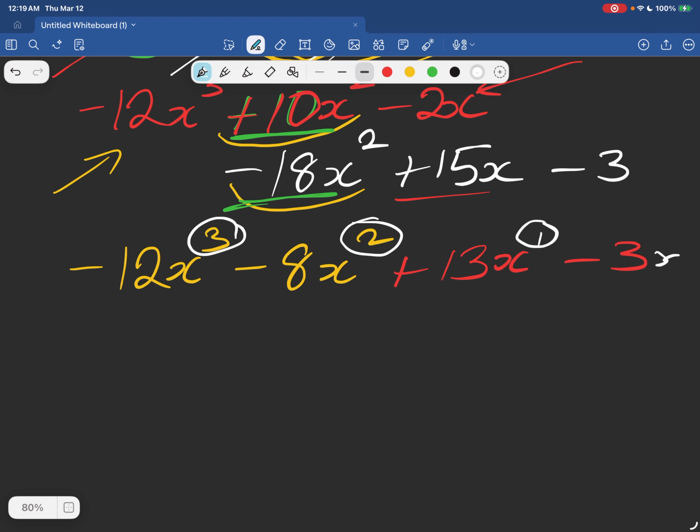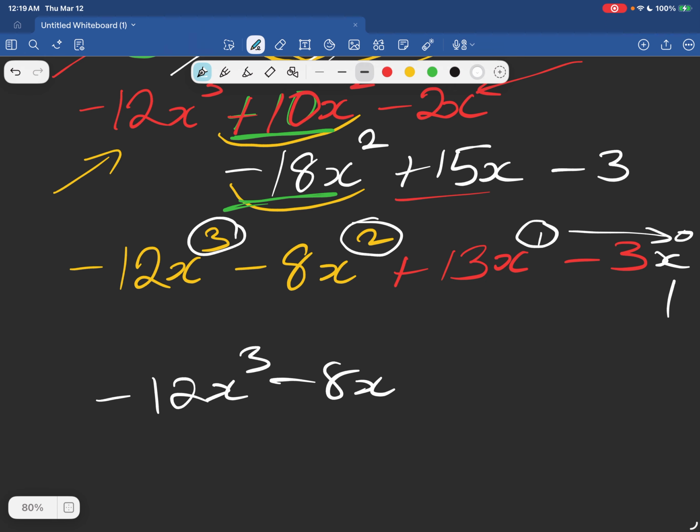There's an invisible x to the 0, which is equal to 1, right here, to keep everything in order. So we actually have this in standard form, written from the highest degree, highest exponent, to the lowest exponent. And so our final answer is negative 12x cubed minus 8x squared plus 13x minus 3.